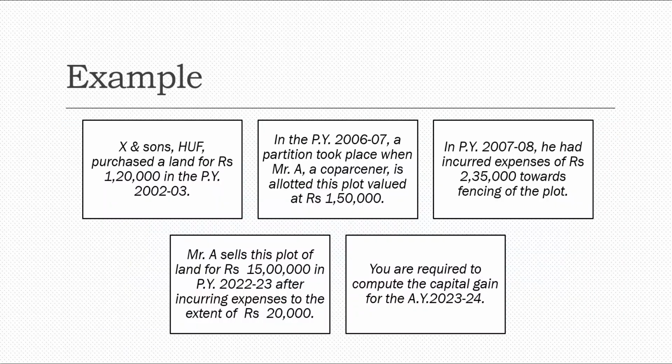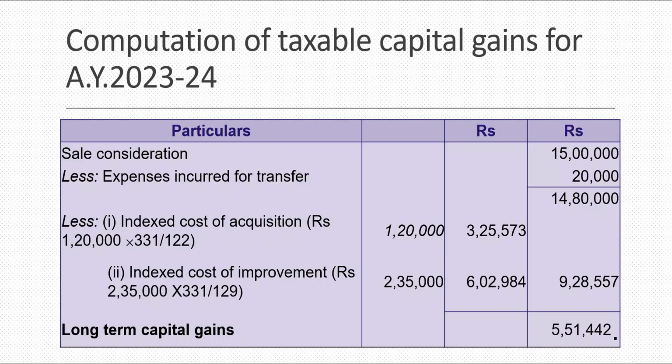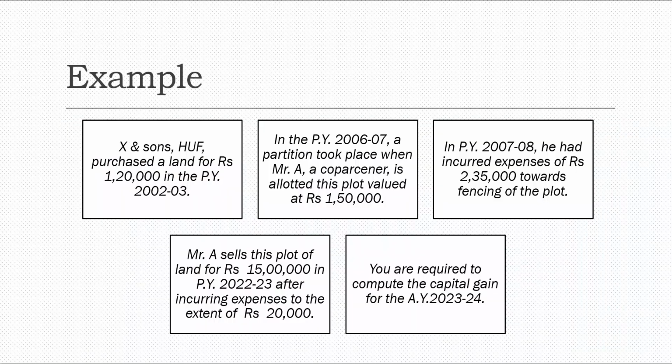So sale consideration is how much? 15 lakhs. What is the expense brokerage he has paid? 20,000. So 1480. Now the property was purchased by X and Sons in the year 2002-2003. It was 1,20,000. So this purchase price will be taken as the cost to A and not as 1,50,000. Okay. The previous owner's cost is considered for calculating your tax.